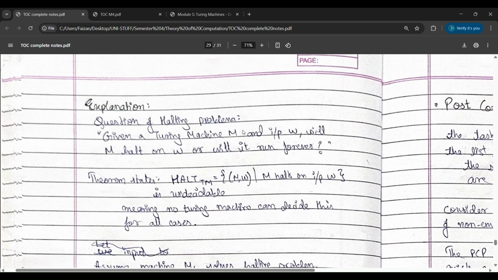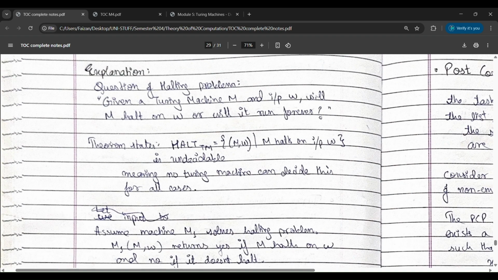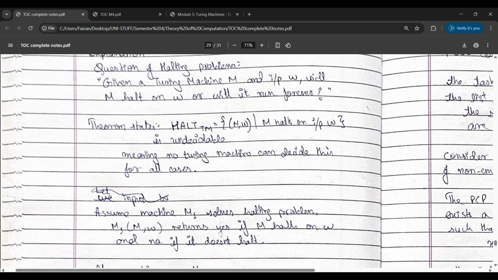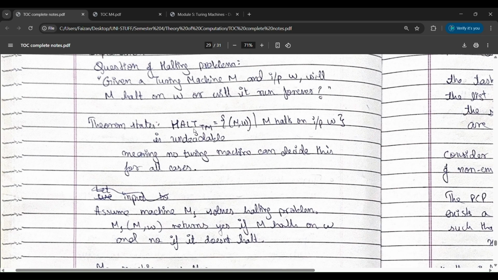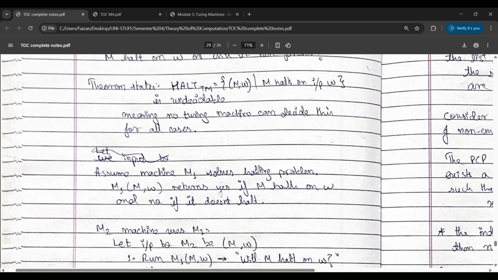We have the question of the halting problem. Given a Turing machine M and input W, will this machine M halt on W or will it run forever? The halting theorem states that it is undecidable. This means that no Turing machine can decide this for all cases of the inputs. Maybe for some cases you can tell that yes, it will halt, or no, it will not halt, but it is impossible to do that for all cases.